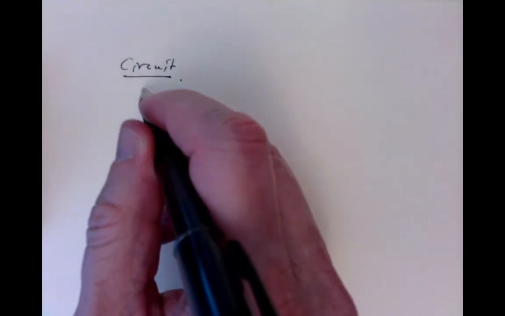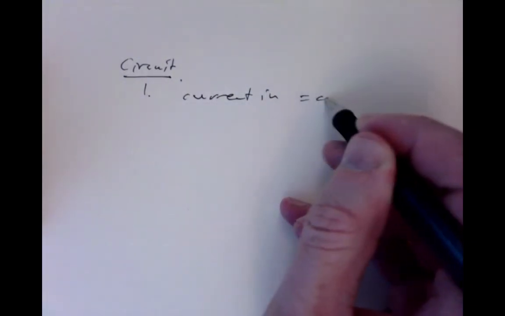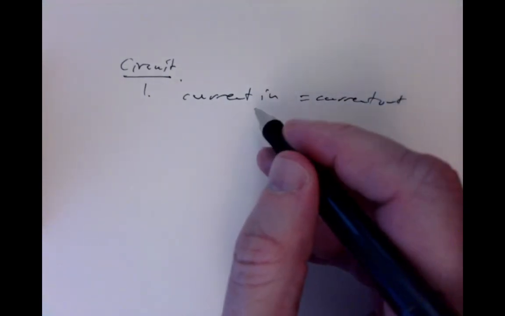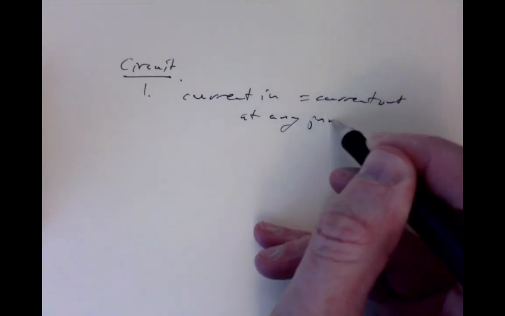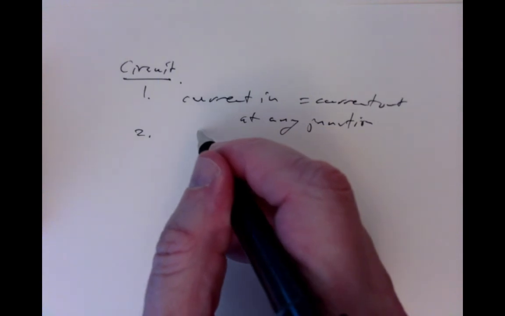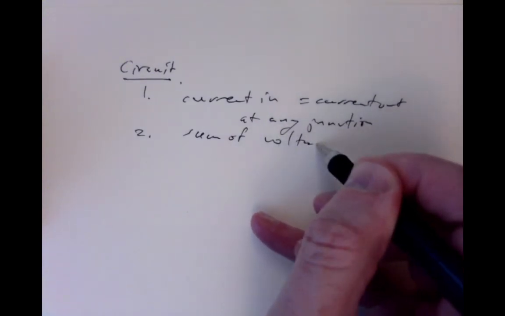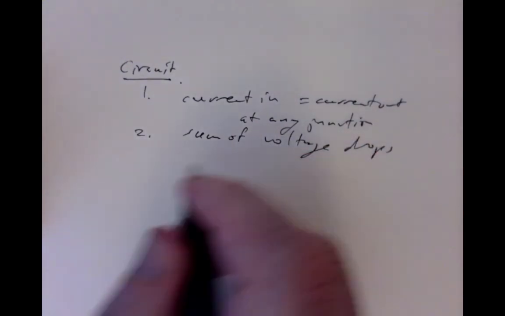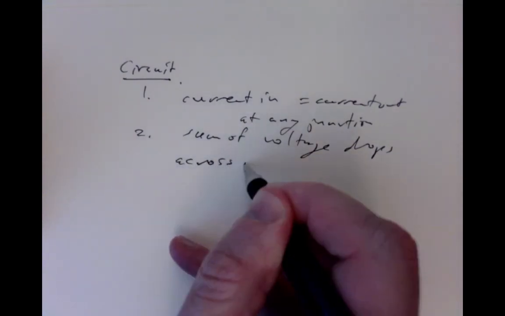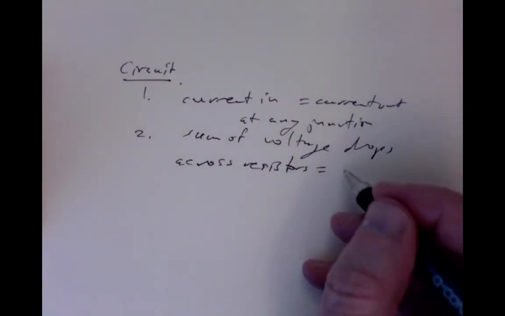We have a circuit. We study the circuit using two of Kirchhoff's laws. One is that current in equals current out at any junction. And the second one is that in any loop, the sum of the voltage drops across resistors is equal to the sum of voltage increases.